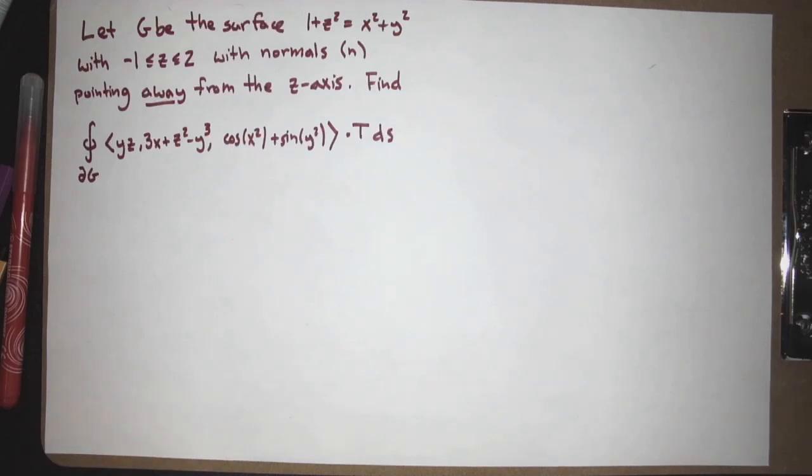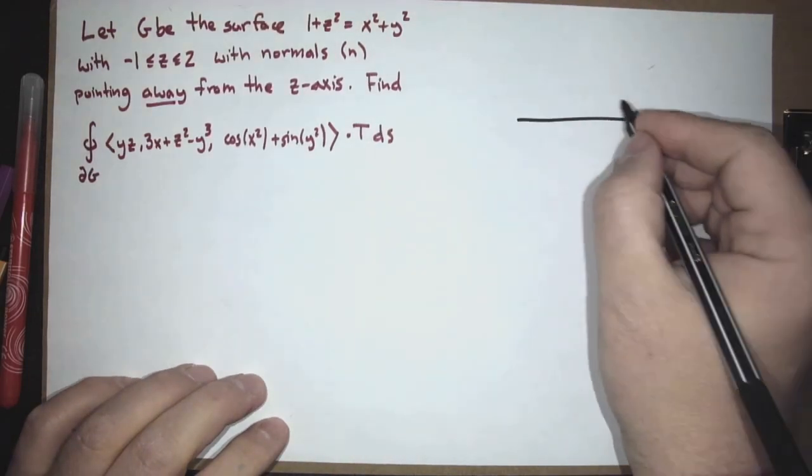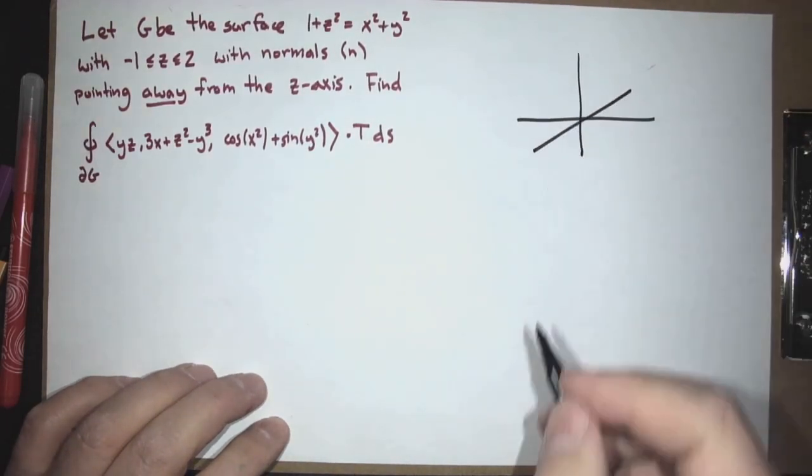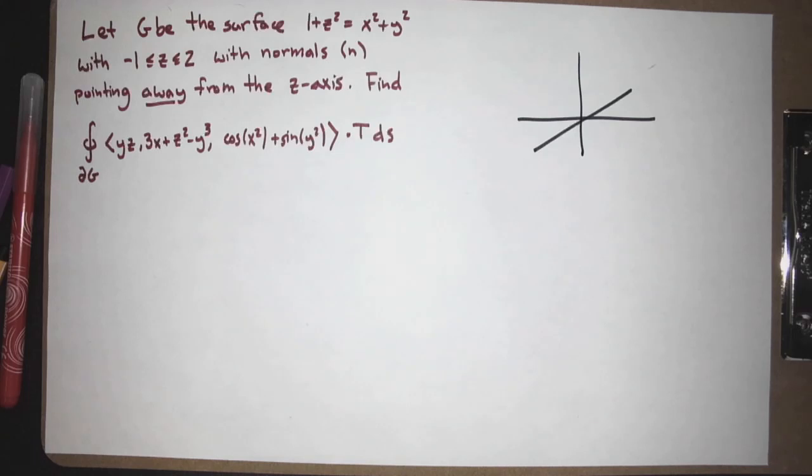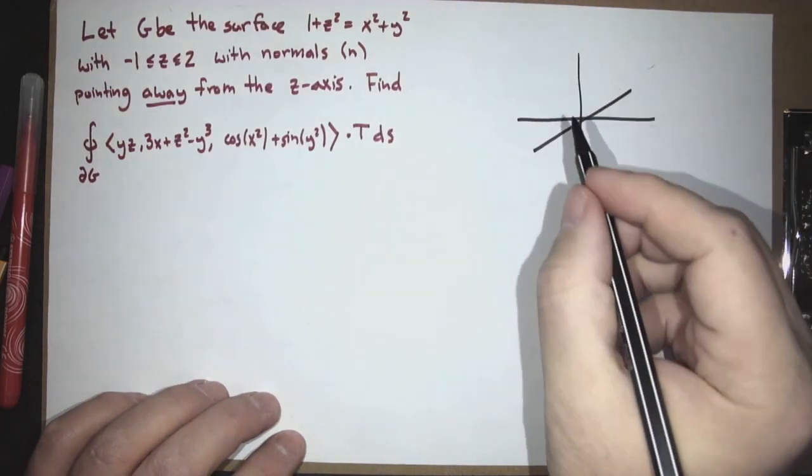Let G be the surface 1 plus z squared equals x squared plus y squared, z going from negative 1 to 2. Does anybody recognize this surface? Ooh, sphere sounds like it would be cool, but it's not a sphere. Saddle would be cool, but it's not a saddle either. It's not a cone. Don't worry, you're running out of solids. Not a paraboloid. Hyperboloid. How many sheets? 1 or 2? It's a 1-sheet hyperboloid. Very good.